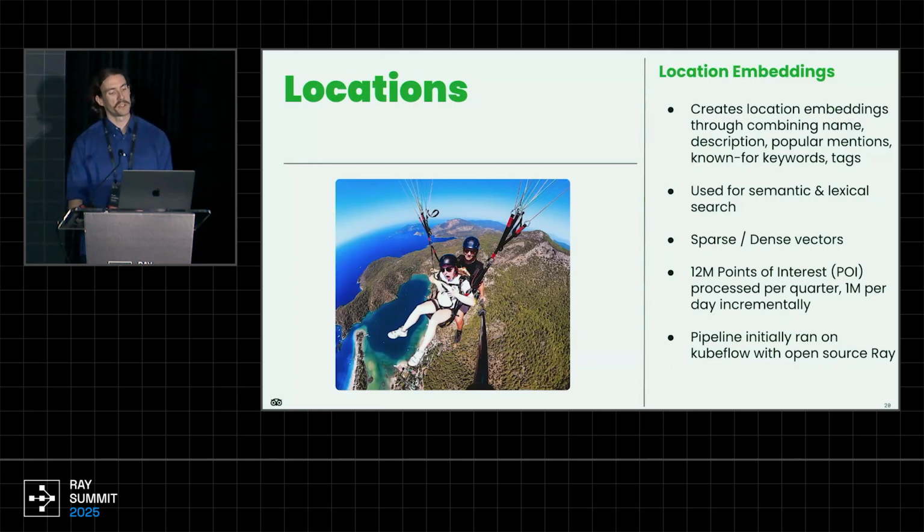So moving on to our locations data science domain. Our location embeddings pipeline generates embeddings again through combining names, descriptions, popular mentions, known for keywords, and tags. And we use this for semantic and lexical search, so we produce sparse and dense vectors accordingly here. We process 12 million points of interest in total, processed per quarter, and 1 million per day incrementally. The interesting thing about this pipeline is that we initially ran this on Kubeflow with open source Ray on a single node.